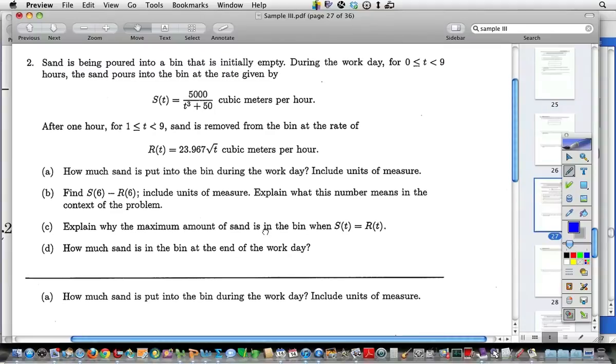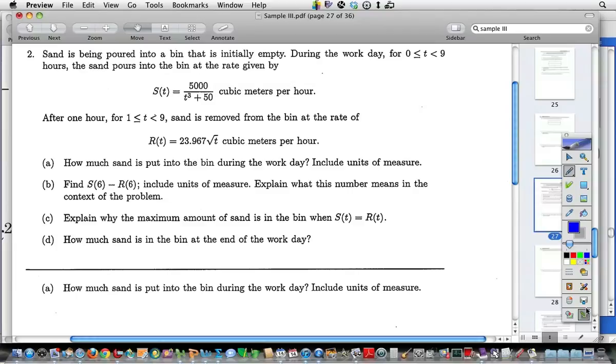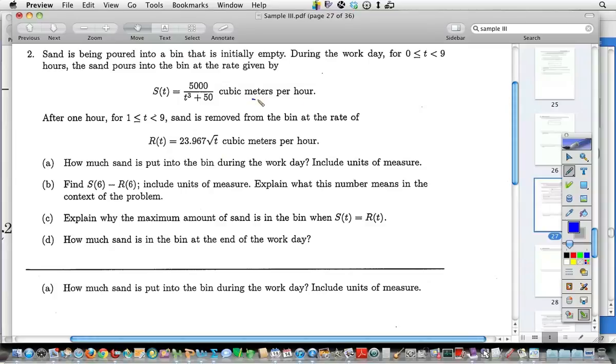So, let me just make a couple comments about some things on here. S is the rate sand's going in. What I like about this question is this seems to have been showing up a lot on the AP test the last 5 years or so, where you have sand coming in at a certain rate, and sand going out at a certain rate. Whenever you see rate per hour, hopefully you understand now, the integral would give us what? The amount of sand, right? The net amount of sand over a certain time period.